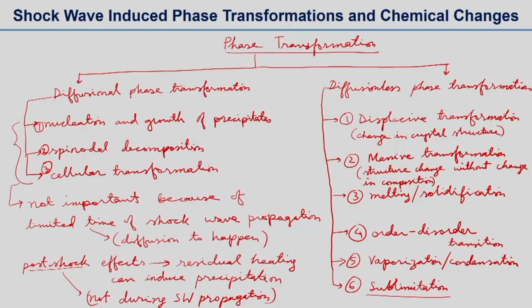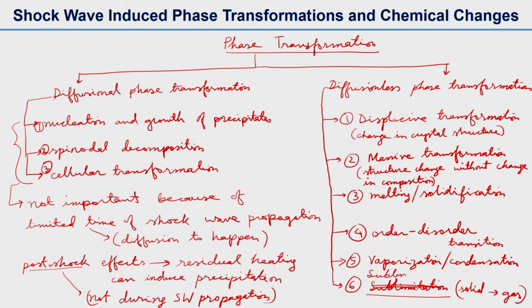Then order-disorder transition is nothing but transformation from an ordered phase to a disordered phase or a disordered phase to an ordered phase. Then vaporization and condensation, which are also opposite to each other. Then sublimation is, as you know, the transformation directly from solid to gas. That we call sublimation, which probably all of you know. This is the correct spelling.